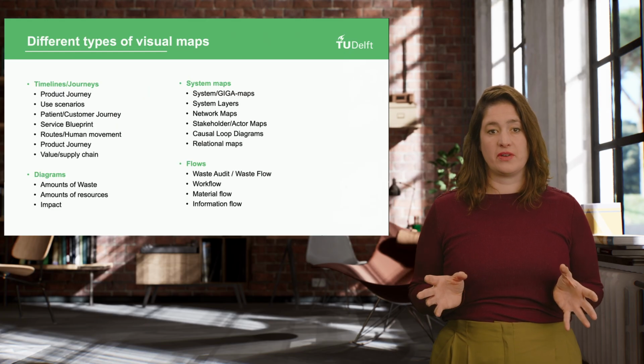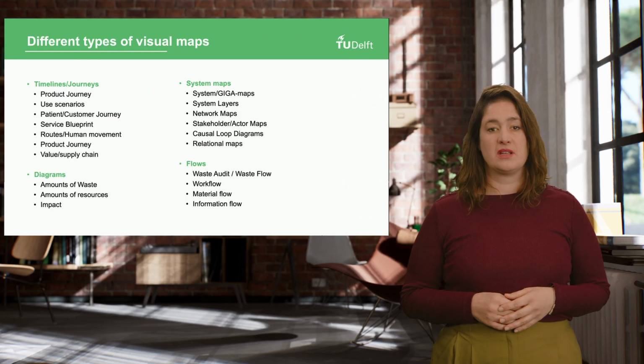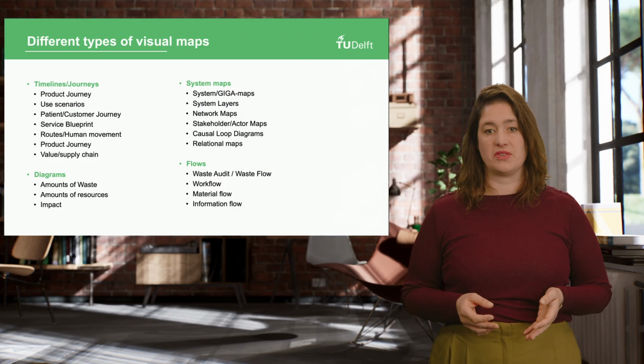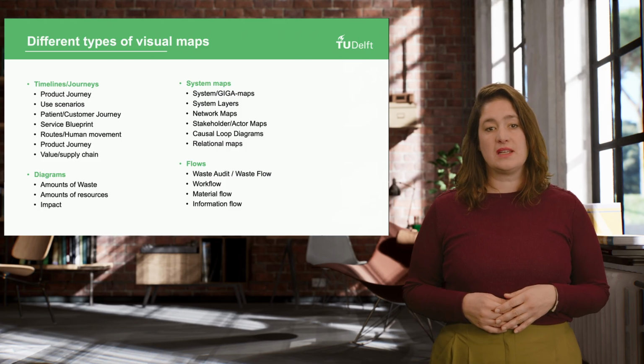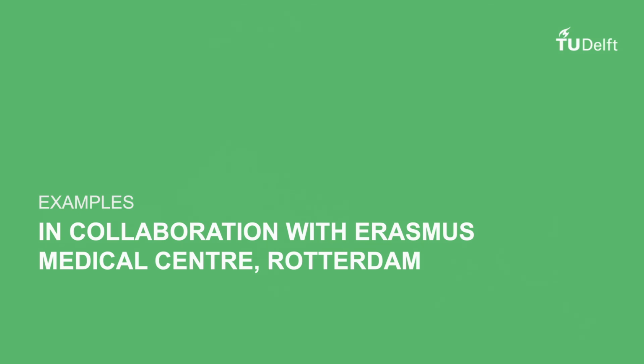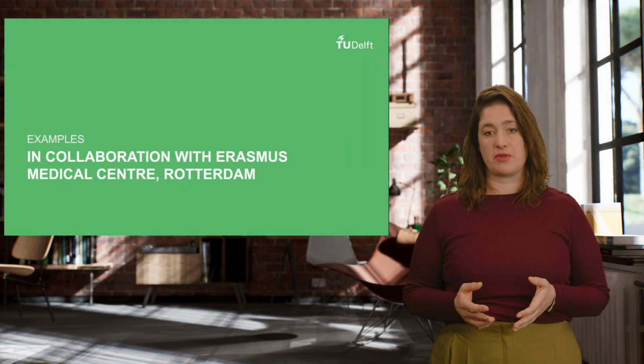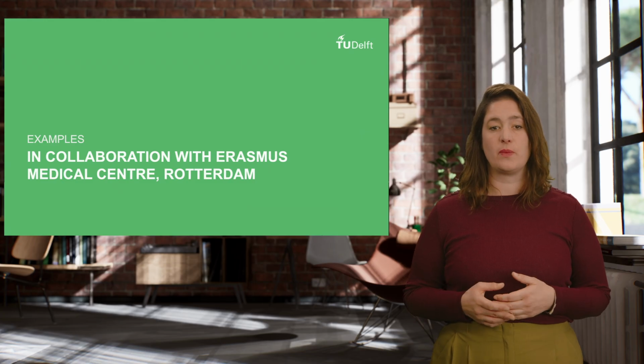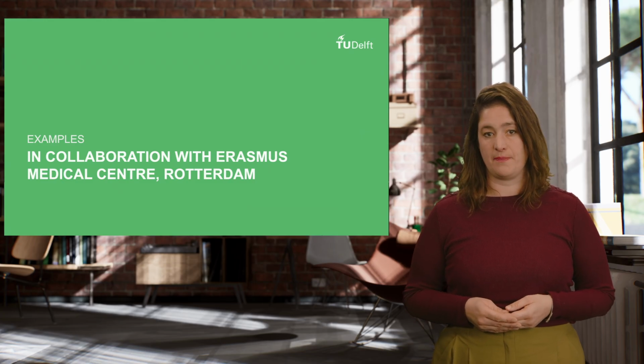For each category, there are different types of maps. Some have already been discussed in earlier modules. You can see a list of different options here. Now, I will show you examples for each category, based on different projects that were executed in collaboration with the Erasmus Medical Center in Rotterdam.